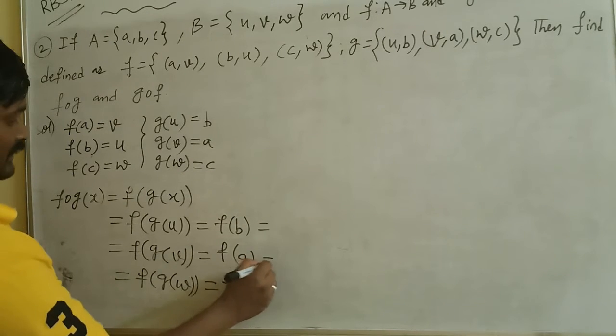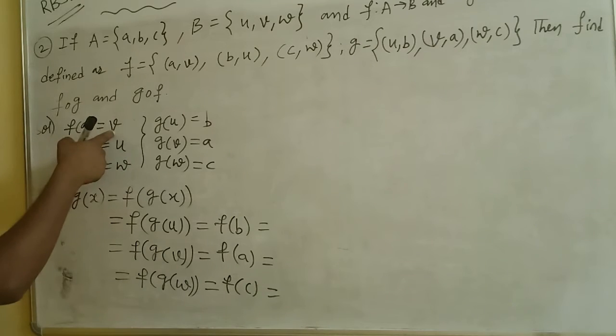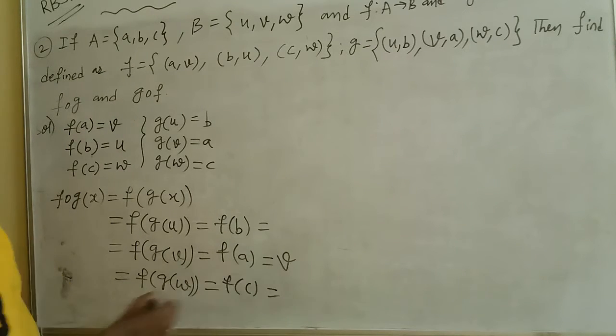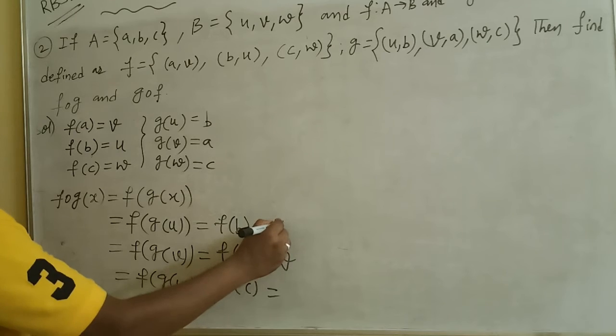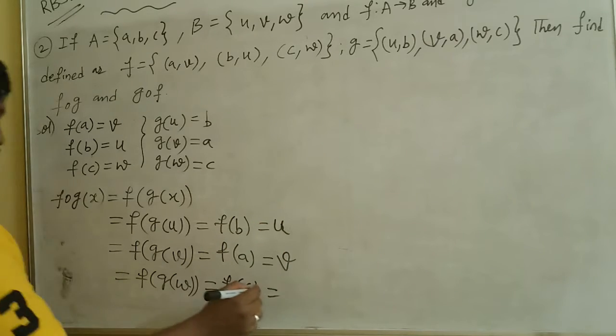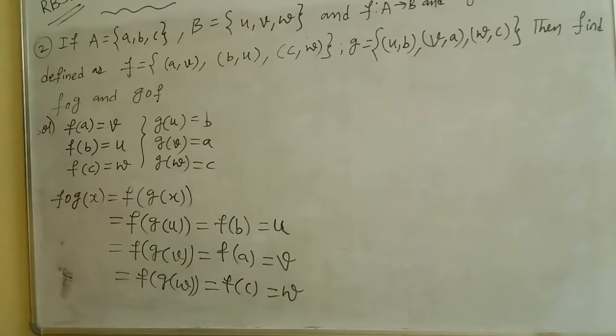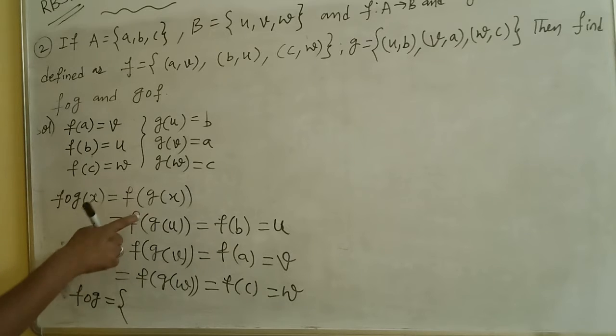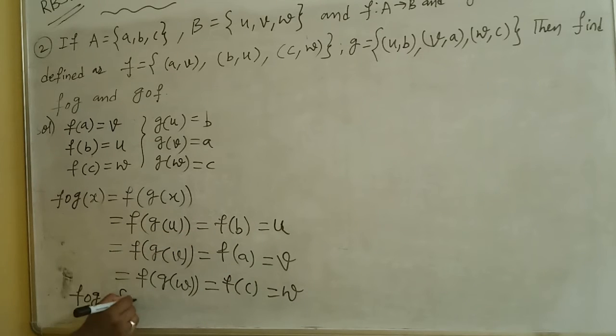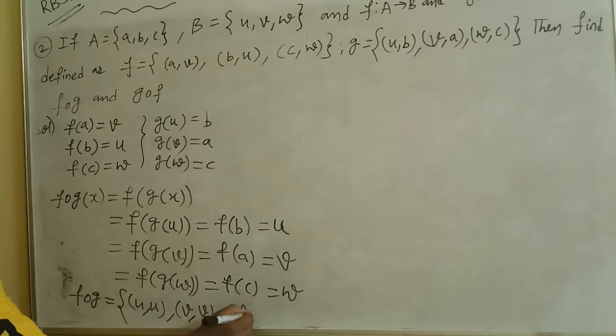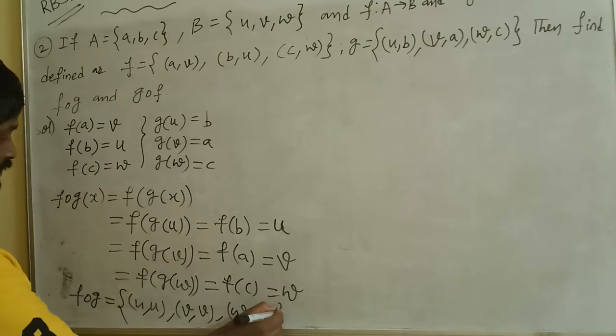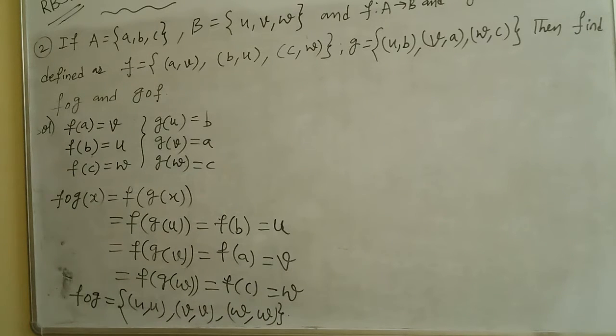So I think F of b, F of a, F of c values you already know. F of a is nothing but v. F of b is nothing but u. And F of c is nothing but w. So now, therefore, F circle G is equal to, so when you give u, the answer is also u, so that is (u, u). And the one (v, v). And the one (w, w). So this is about your F circle G.